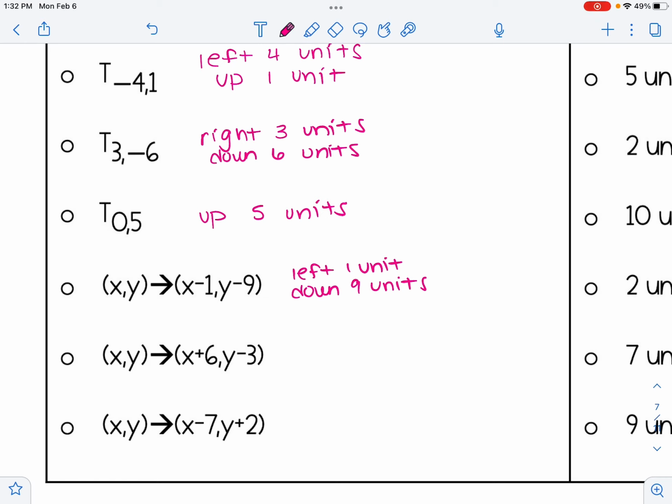In the next one, positive 6 and negative 3, that's right, 6 units, down 3 units. And the last bullet point here, we are going to be moving left 7 units and up 2 units.